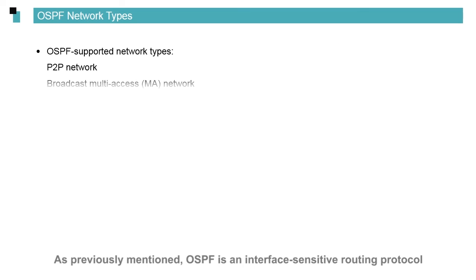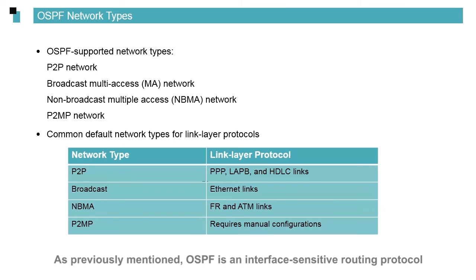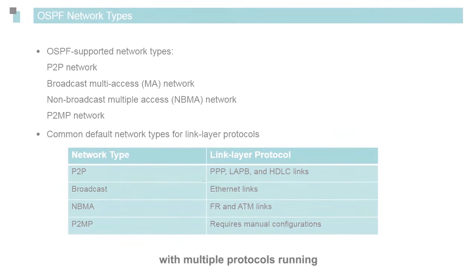As previously mentioned, OSPF is an interface-sensitive routing protocol. Many OSPF operations are related to the network types of interfaces. OSPF defines various network types: P2P, Broadcast Multi-Access, BMA, Non-Broadcast Multiple Access network, NBMA, and P2MP. This table lists the default network types of OSPF interfaces with multiple protocols running.